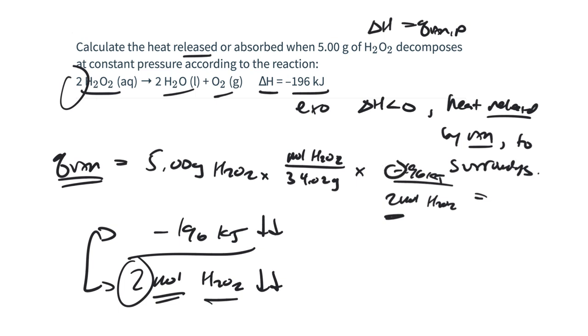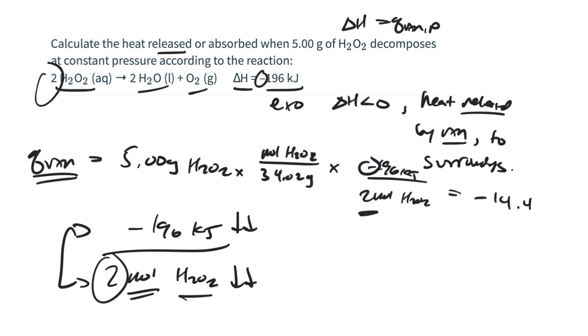So I'm just keeping this sign along for now. I'm going to reinterpret it here in a minute. So I get 14.4 kilojoules. The grams canceled, the moles cancel. And so that's the heat change of the reaction. The Q reaction is negative 14.4 kilojoules.